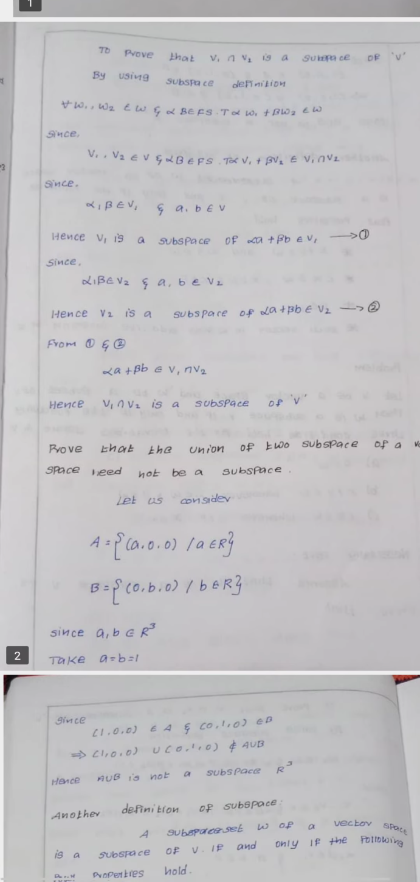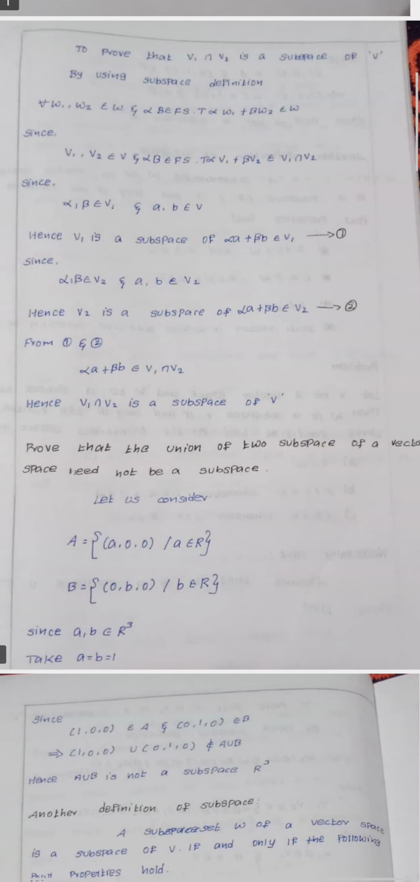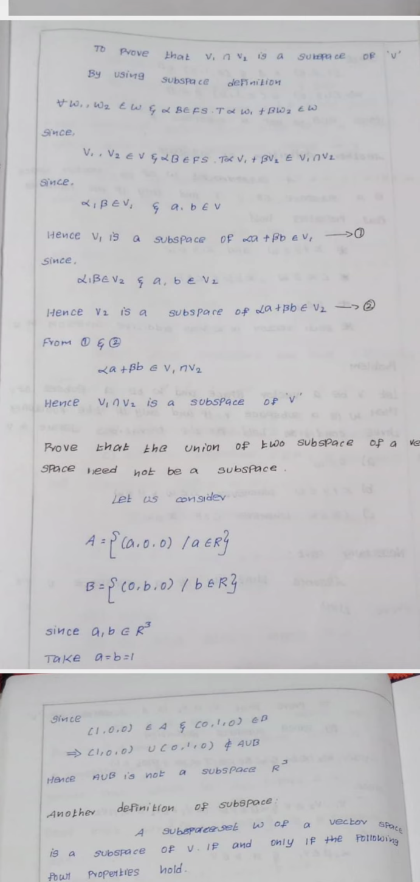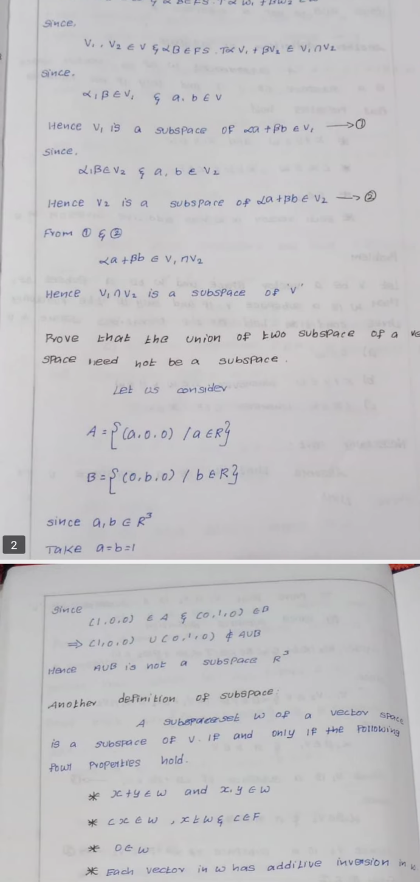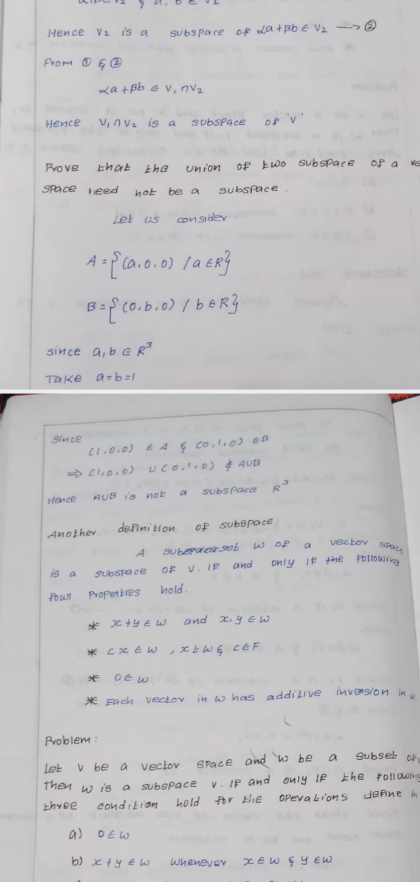Next we have to prove that the union of two subspaces of a vector space need not be a subspace. That means V1 union V2 is not a subspace. So let us consider A equal to (a, 0, 0), where a belongs to R, and B equal to (0, b, 0) for all b belonging to R. We already know W is a subspace of R cube, so a and b belong to R cube. Now we take a and b equal to 1.